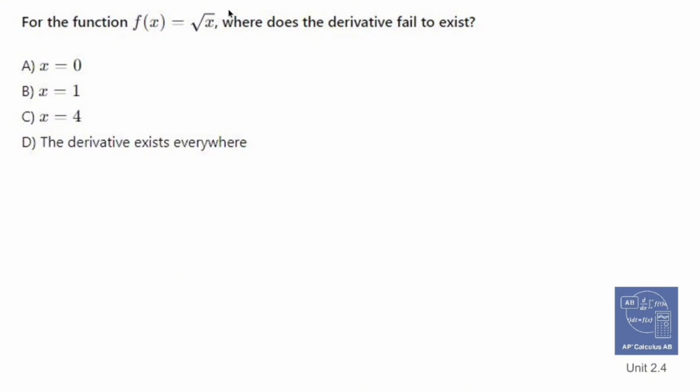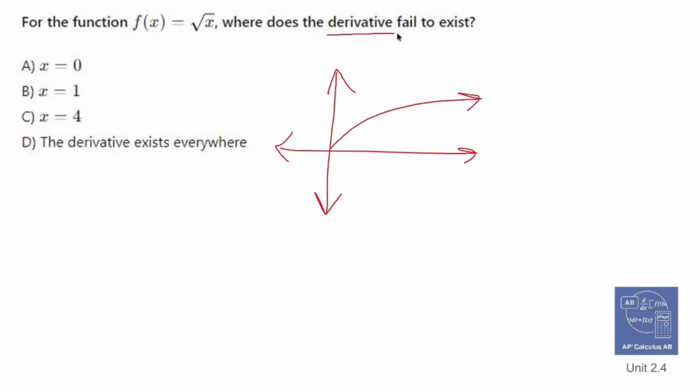That's it. For the function f of x equals the square root of x, where does the derivative fail to exist? Well, with the square root of x, you're looking at a graph that looks like this. Now, this is continuous from 0 all the way to infinity. However, wherever you have a cusp or a sharp corner, it's not differentiable, which means you can't take the derivative. Right here at the very beginning at 0, you have a cusp, which means it fails to give you a derivative at 0.